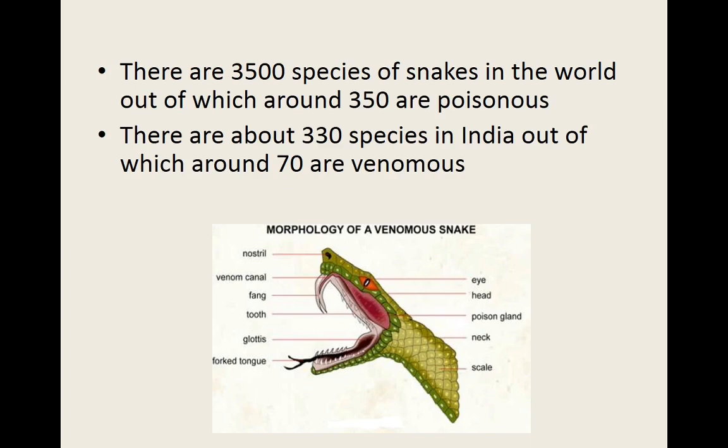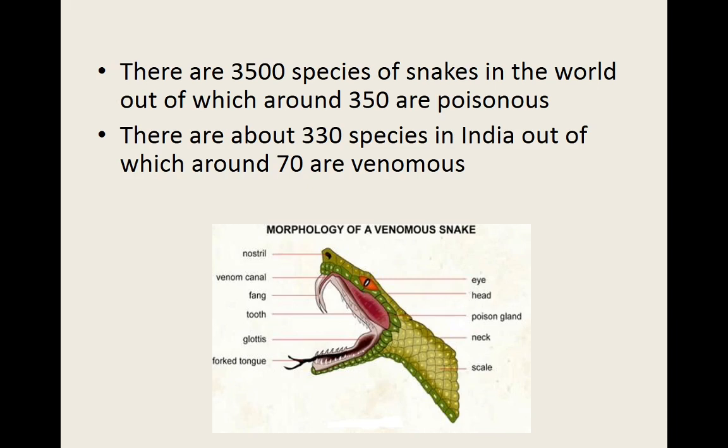There are 3,500 species of snakes in the world, out of which around 350 are poisonous. There are about 330 species in India, out of which around 70 are venomous. So not all snakes are poisonous. That is why we should not be unnecessarily alarmed when there is a snake bite. Okay, it may be non-poisonous.